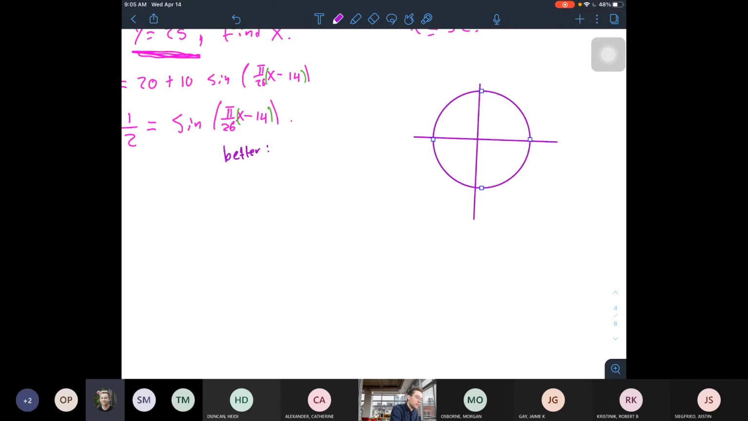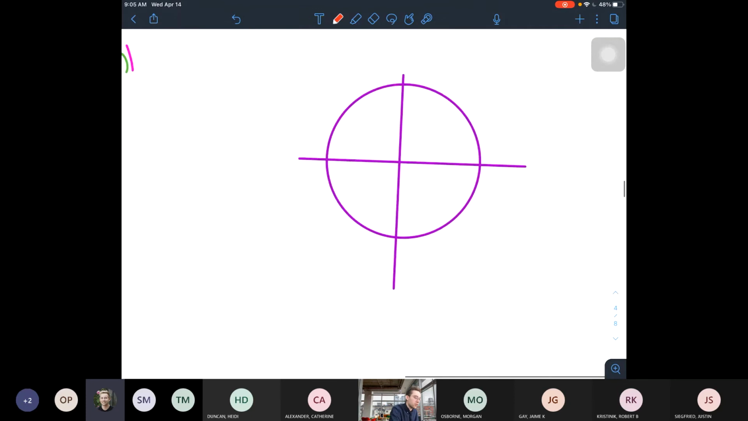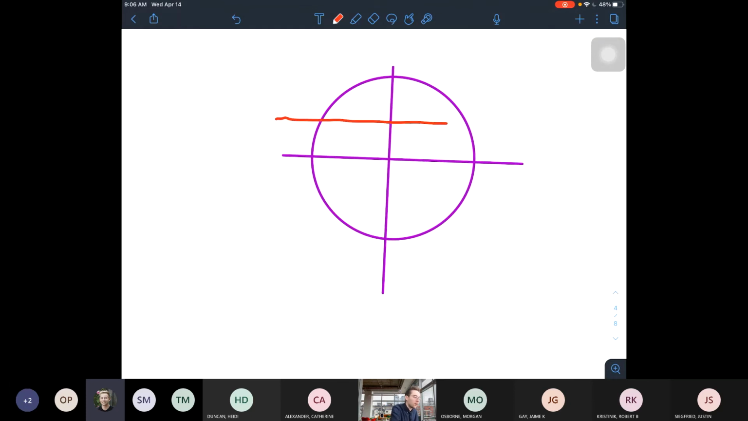And if we consider the unit circle, and we want to know when sine of some angle is going to be equal to 1/2, we want to know what angles produce a point on the unit circle which intersects the line y equals 1/2. So here's y equals 1/2. And we get 2 points: this point over here and this point over here.